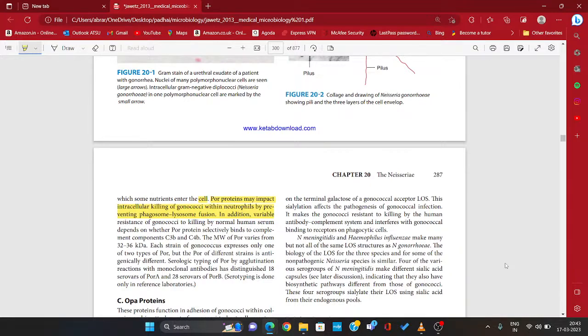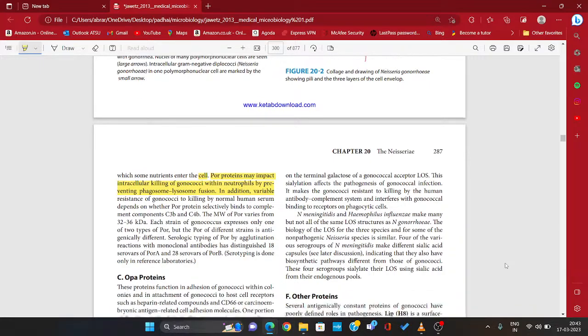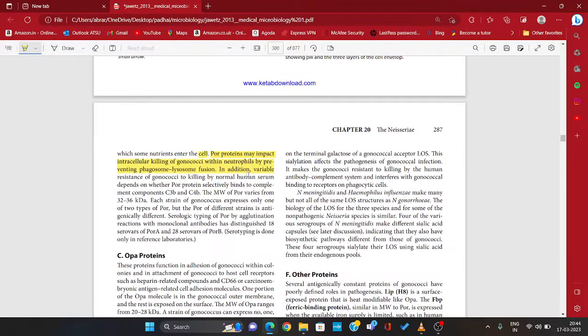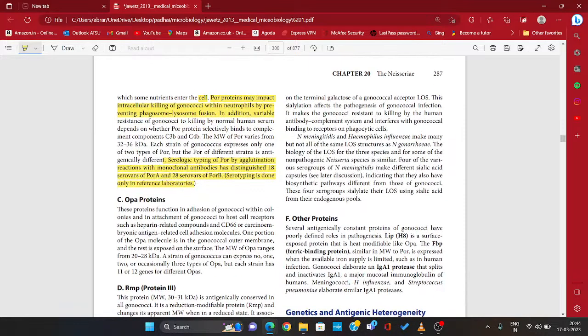The molecular weight of Por varies from 32 to 36 kilodalton. Each strain of gonococcus expresses only one of two types of Por, but Por from different strains is antigenically different. Serologic typing of Por by agglutination reaction has distinguished 18 serovars of Por A and 28 serovars of Por B. Serotyping is done only in reference laboratories.